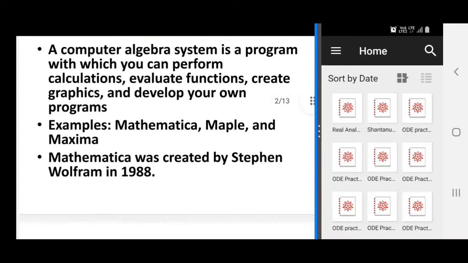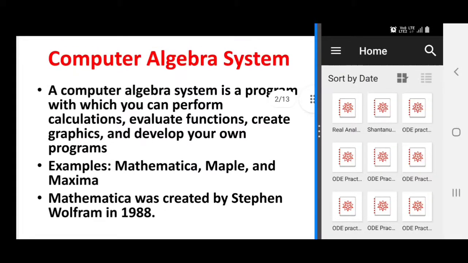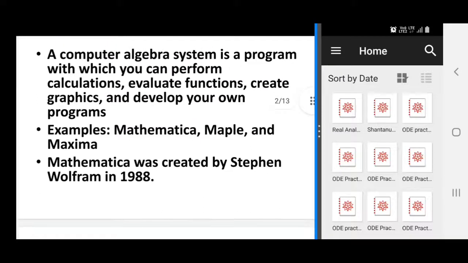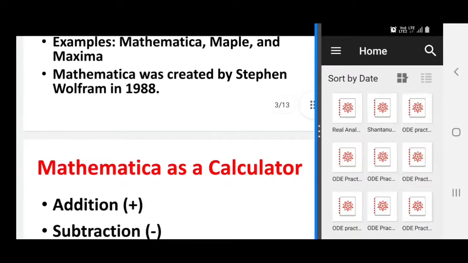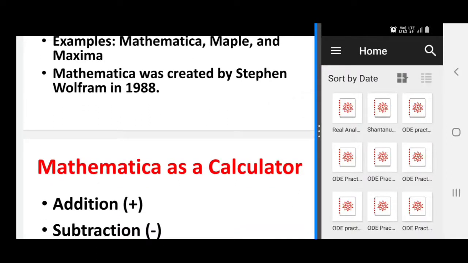Okay, so what are the examples of computer algebra systems? Since we are dealing with Mathematica, obviously Mathematica is one example, and other examples are Maple, Maxima, MATLAB, and many more. I don't want to list every one of them; whatever is important and necessary should be listed here.